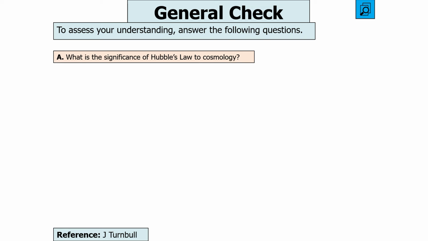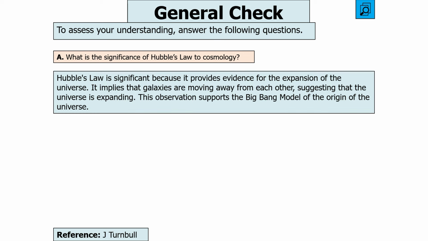What is the significance of Hubble's law to cosmology? Hubble's law is significant because it provides evidence for the expansion of the universe. It implies that galaxies are moving away from each other, suggesting that the universe is expanding. The observation supports the Big Bang model of the origin of the universe.